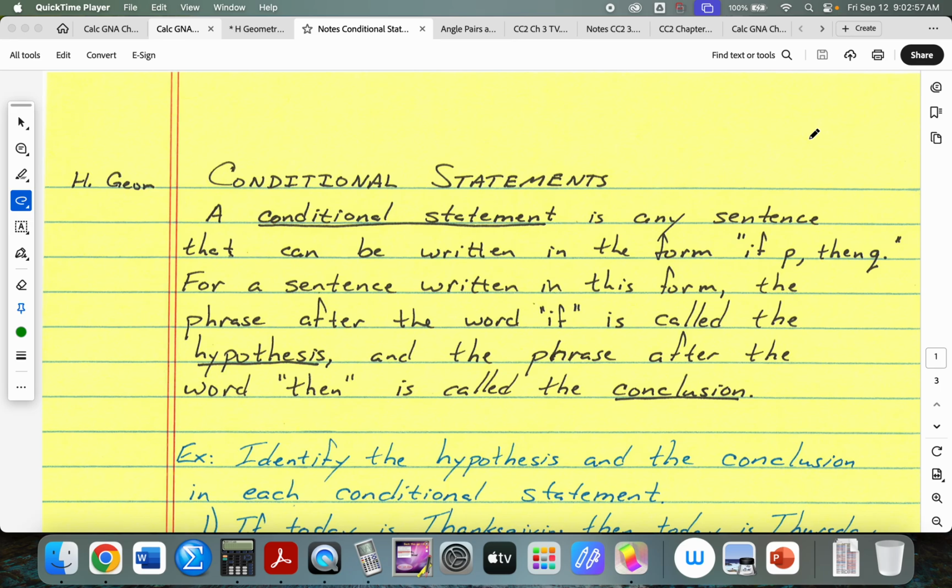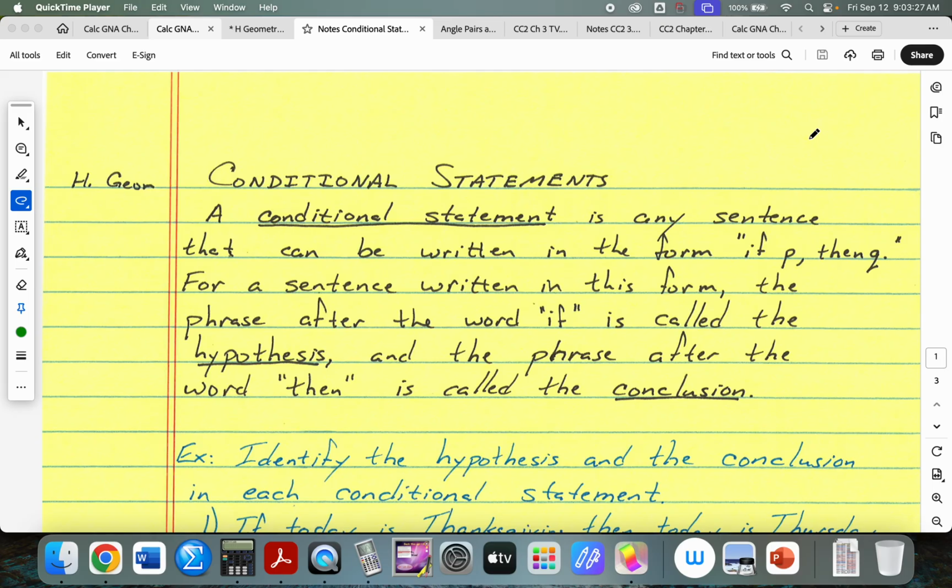About conditional statements. You're actually very used to conditional statements. You probably don't call them these, but you get conditional statements all the time, and they can take various forms. We'll talk more about that in just a second. But the definition is that a conditional statement is any sentence that can be written in the form if P, then Q. If something, then something else.